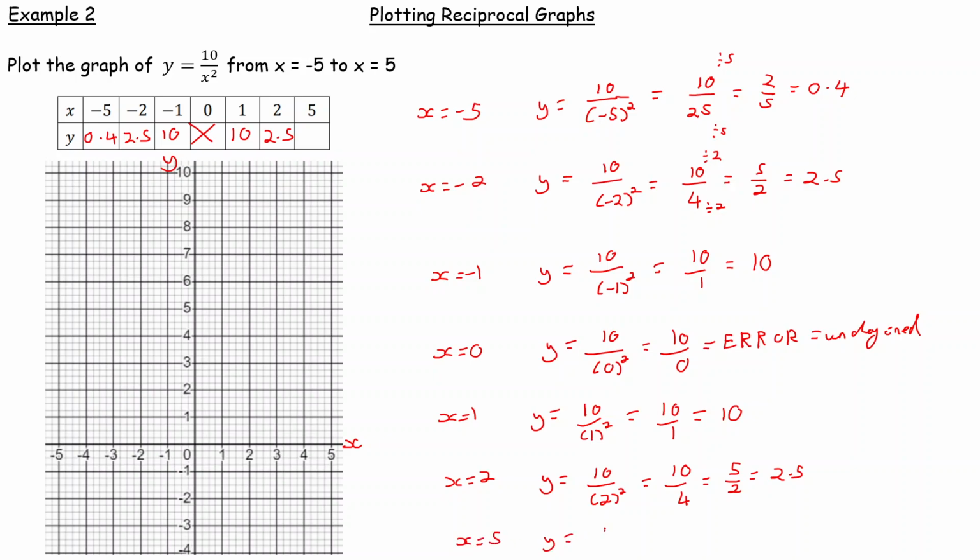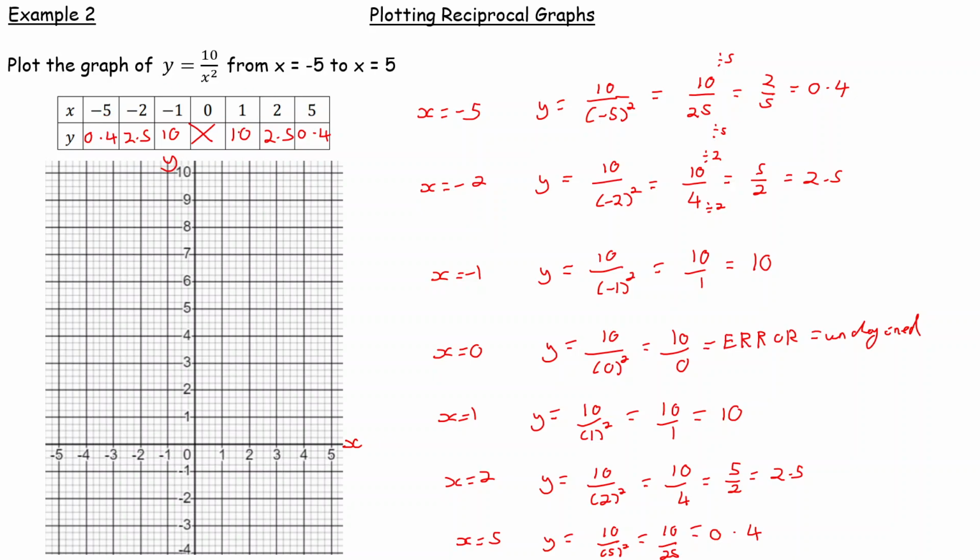Y is going to be equal to 10 over 5 squared, which is equal to 10 over 25 again, which we've seen before up here, which was equal to 0.4, which is our last solution. So you can see here we've got some symmetry. And the reason is because if you're squaring a negative, it becomes positive, which is why we have 0.4, 0.4, 2.5, 2.5, 10, and 10. If you square a negative, you get the same thing as squaring a positive.